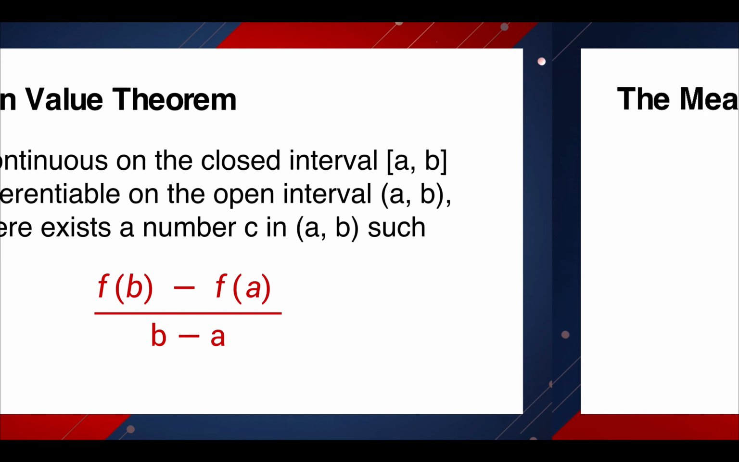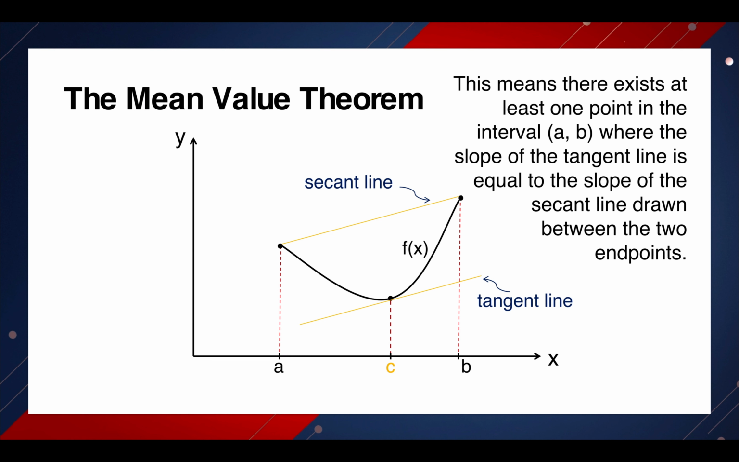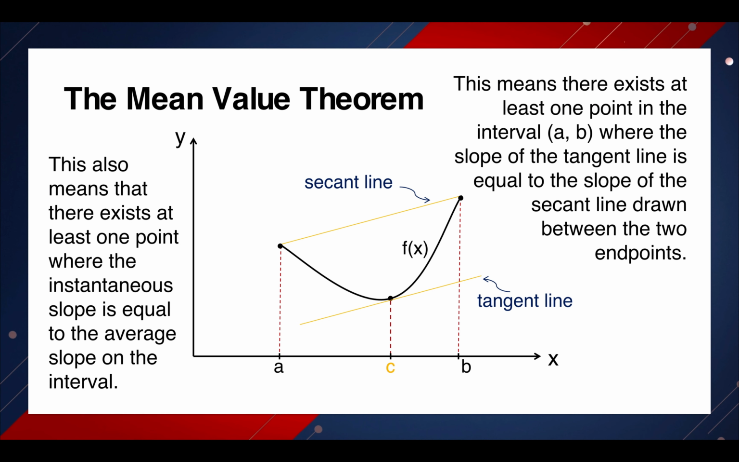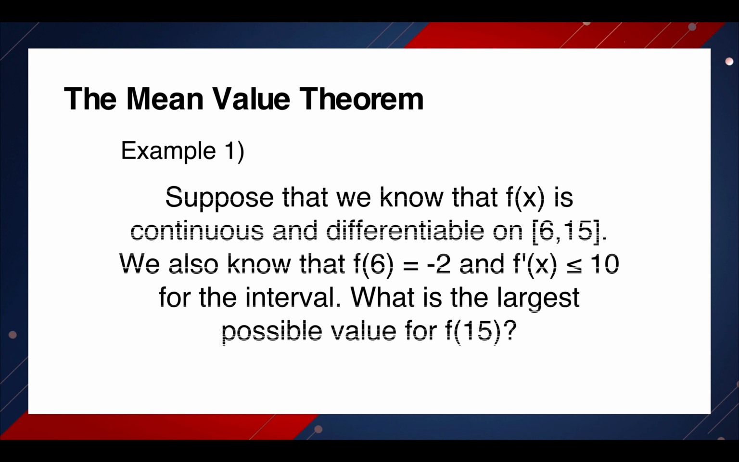And on this slide, we can see how this theorem works. From the graph, we can know that there exists at least one point in the interval [a, b] where the slope of the tangent line is equal to the slope of the secant line drawn between the two endpoints. This also means that there exists at least one point where the instantaneous slope is equal to the average slope on the interval. And now we know how the mean value theorem works. Let's move on to the first example about it.